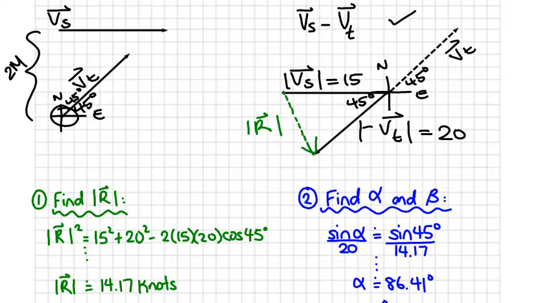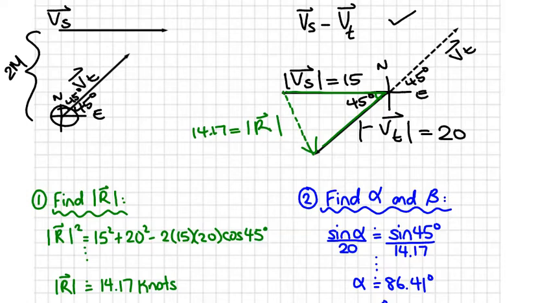All right, there's my triangle. I can totally do cosine law. I got my 15, I got my 20, I got my 45. And so you can take a look to the left in green. I found my resultant through cosine law. This is 14.17 knots. Okay, so that's the speed, it's how fast the relative velocity is, but we still need the direction.